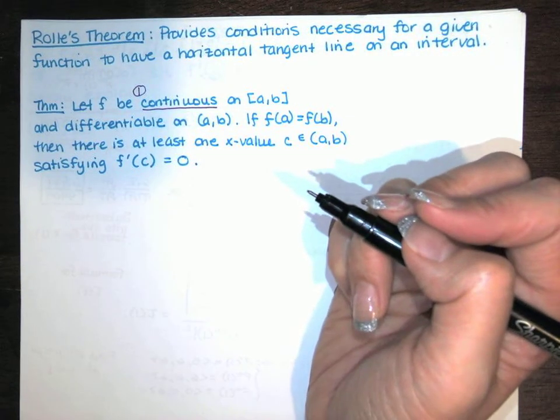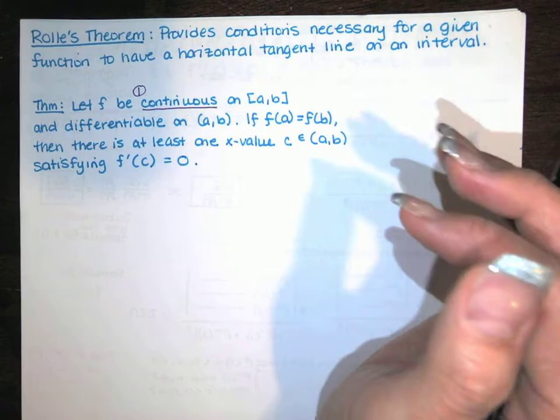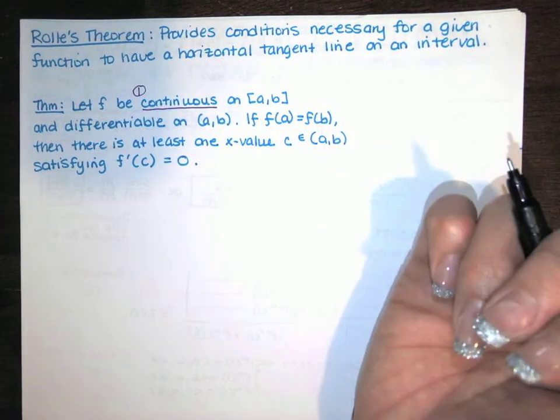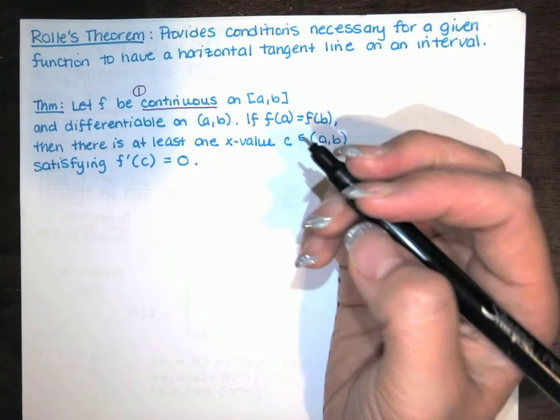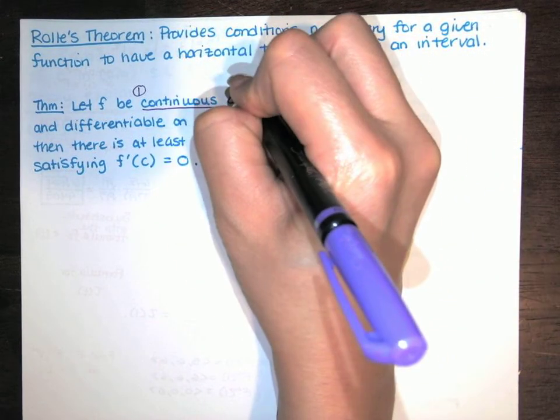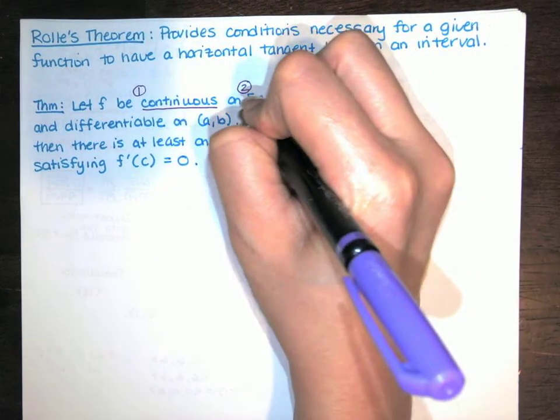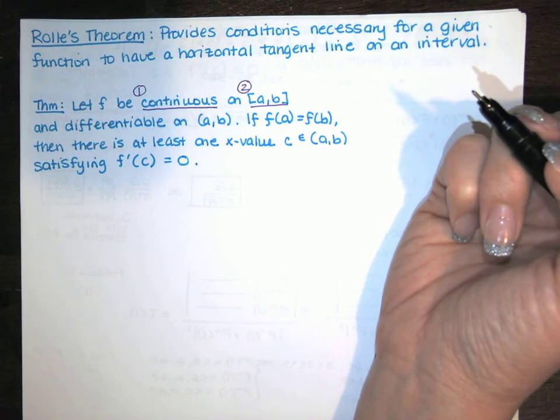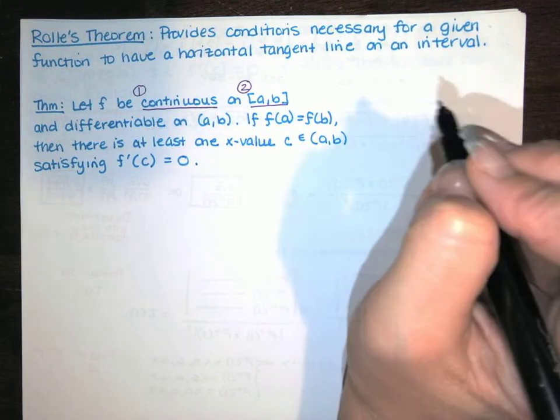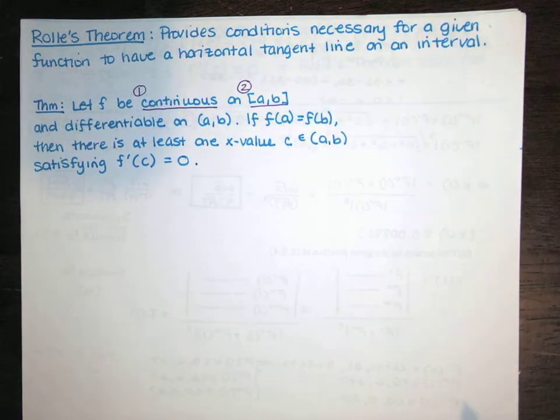And remember our intuitive definition of continuous. That means the whole graph can be drawn in one piece. You can draw it without lifting up your pencil. And it's continuous on a closed interval from a to b. So it's well-defined at a, it's well-defined at b, and it can all be drawn in one piece from f of a to f of b.